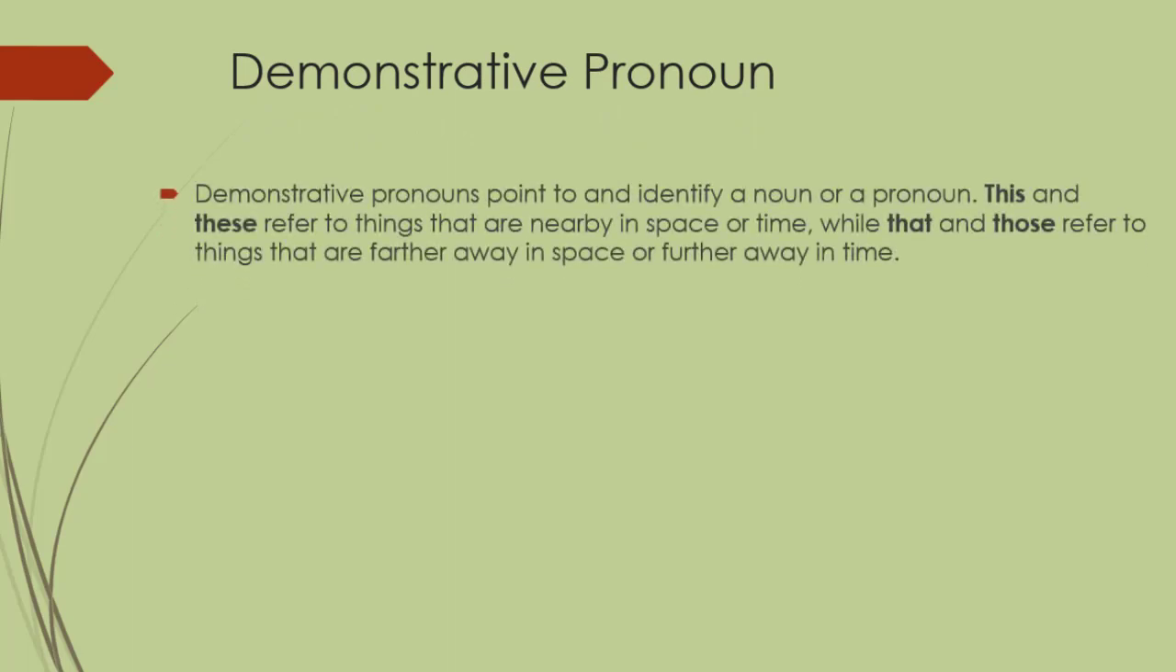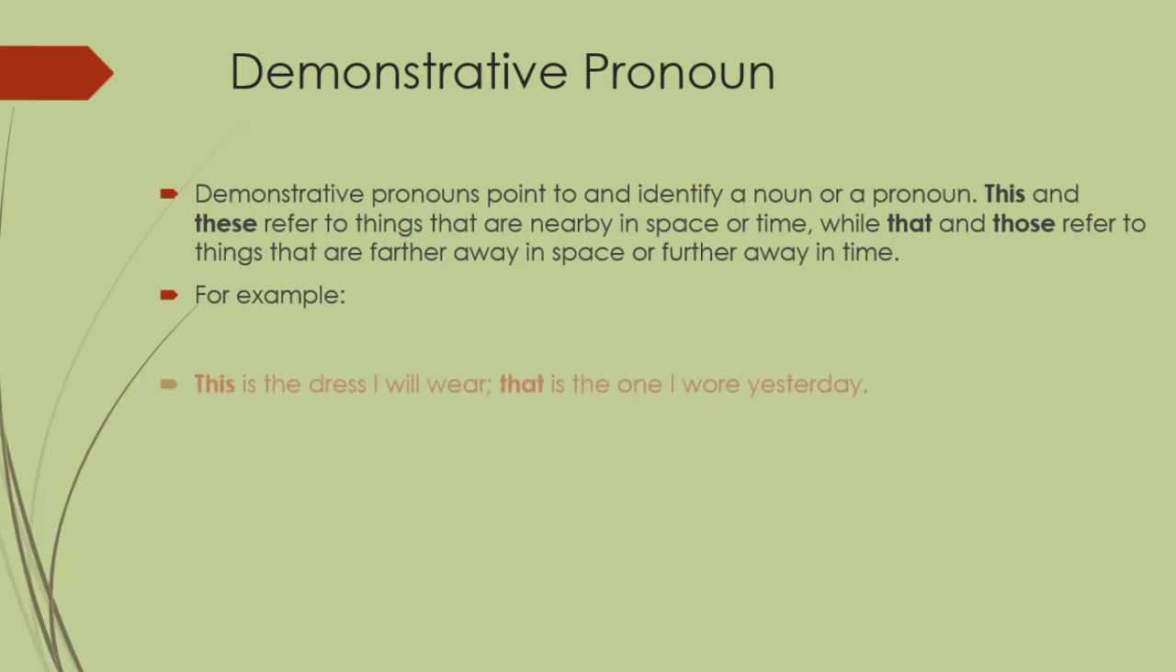The second kind is demonstrative pronoun. Demonstrative pronouns point to and identify a noun or a pronoun. This and these refer to things that are nearby in space or time, while that and those refer to things that are farther away in space or farther away in time.